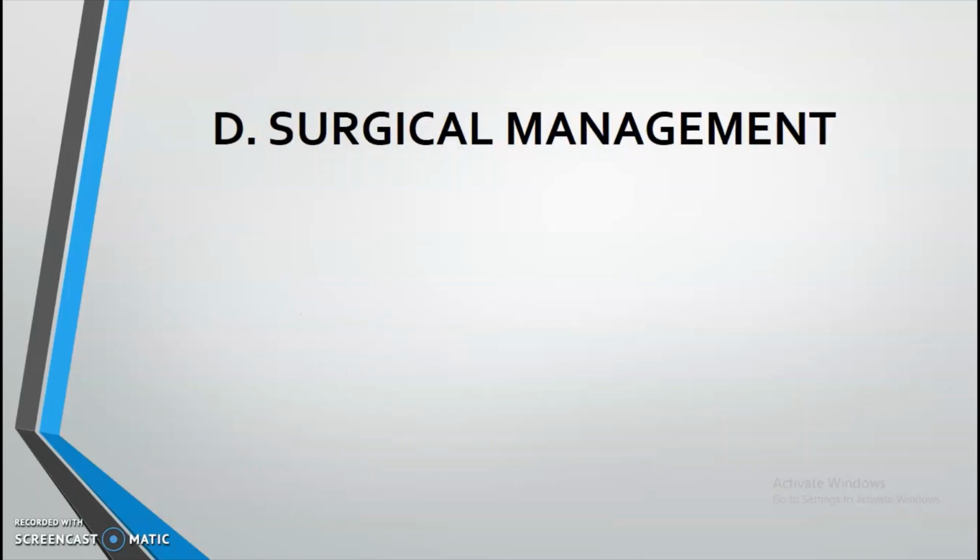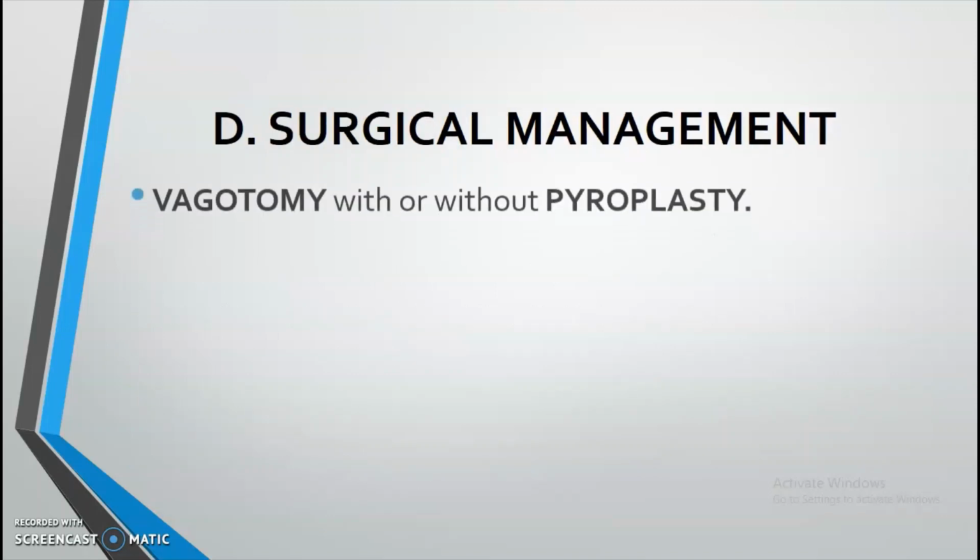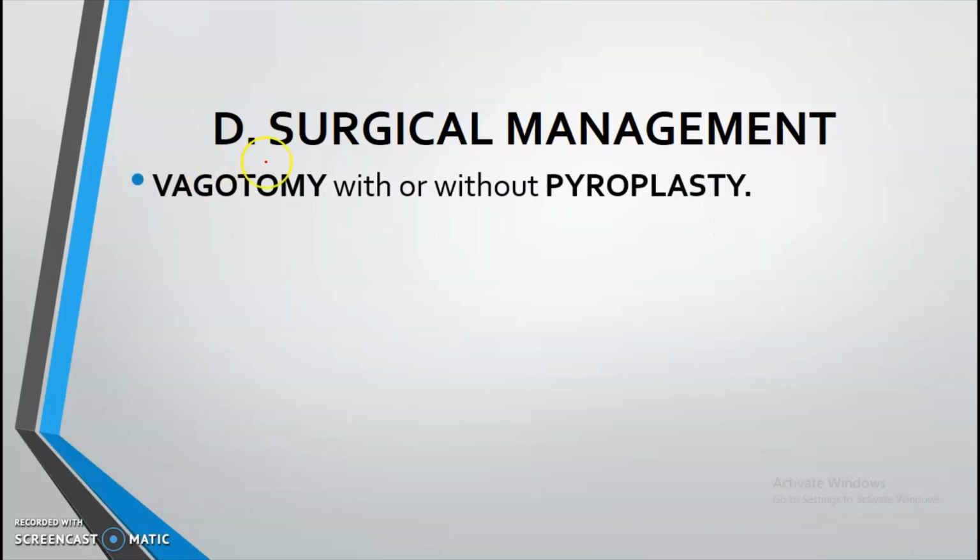Okay. For surgical management, patient may undergo vagotomy. Vagotomy is the removal of vagus nerves. Okay, removal of vagus nerve, with or without pyloroplasty. So pyloroplasty, pylorus, is basically the plasty is repair. So repair of the pylorus. Okay? Repair of the pylorus po yan. So with or without. Okay?